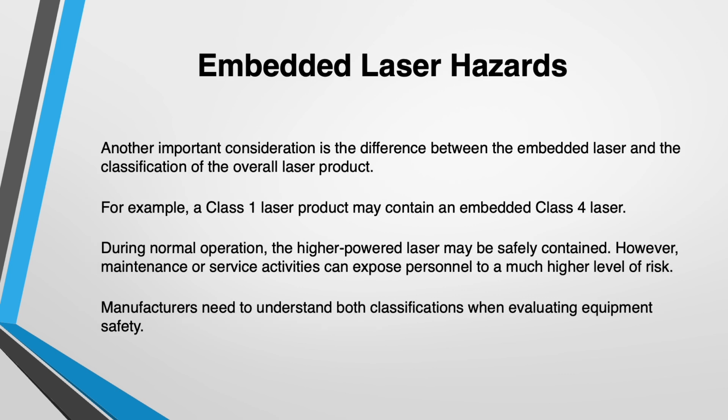Another important consideration is the difference between the embedded laser and the classification of the overall laser product. For example, a Class 1 laser product may contain an embedded Class 4 laser. During normal operation, the higher powered laser may be safely contained. However, maintenance or service activities can expose personnel to a much higher level of risk. Manufacturers need to understand both classifications when evaluating equipment safety.